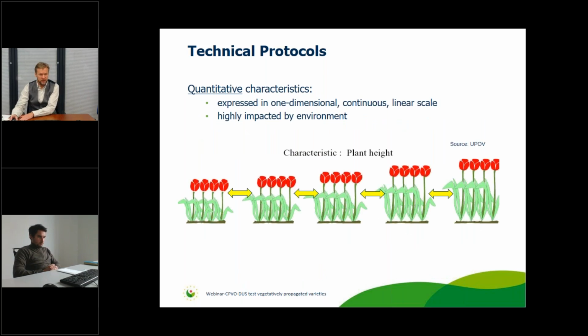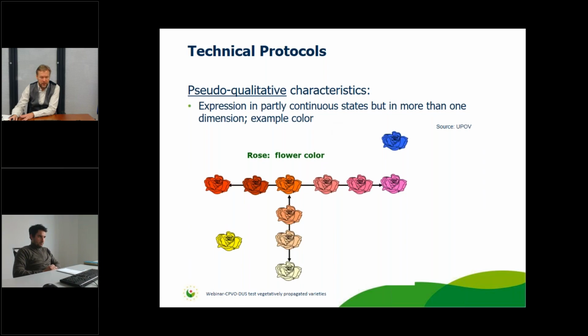The second group are the quantitative characteristics. They are expressed in a one-dimensional continuous linear scale. The expression of these characteristics is highly impacted by the environment. The third one, the pseudo-qualitative characteristics, are expressed partly in a continuous state, but in more than one dimension. Here we have the example of flower color. You see it from red to pink, or from red to white via orange, because you have the yellow here, the pink or purplish. There may be something like blue on the other side.